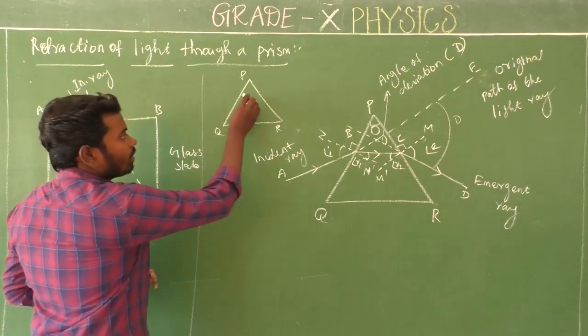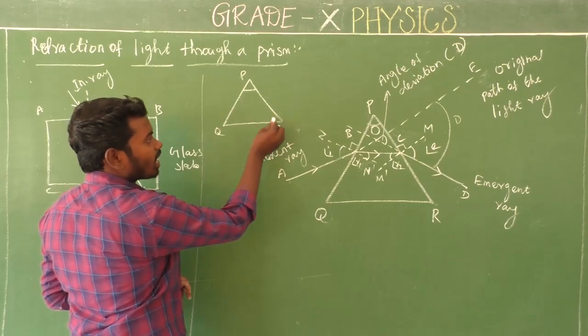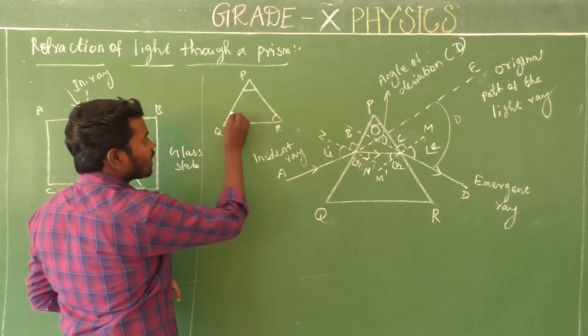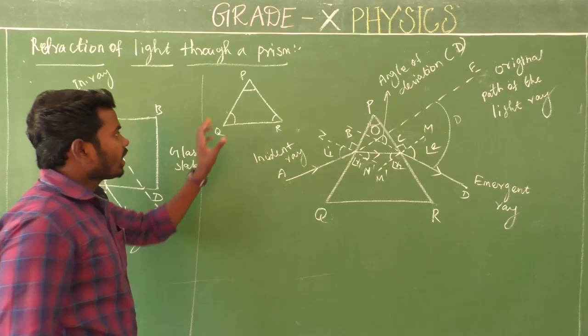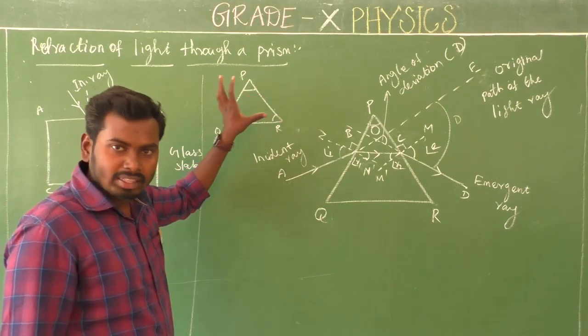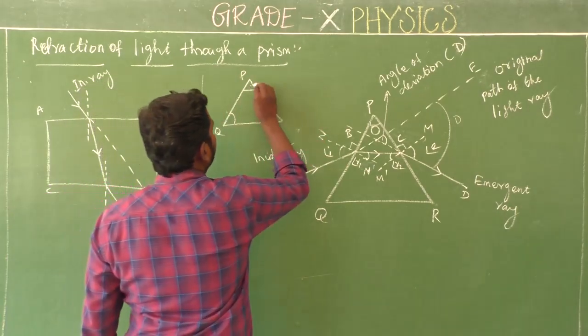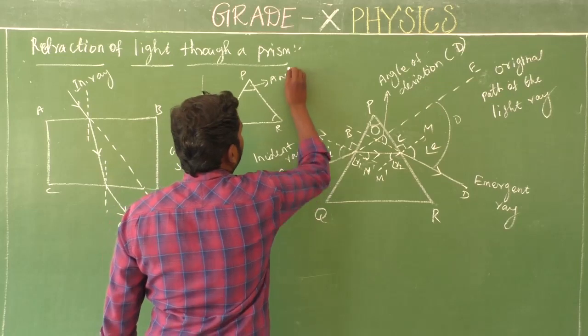So there is some angle between the two faces. Here also there is some angle between the two faces. Here also there is some angle between the two faces. Here the faces are not parallel to each other. There is some angle between them. That angle is called the angle of prism.